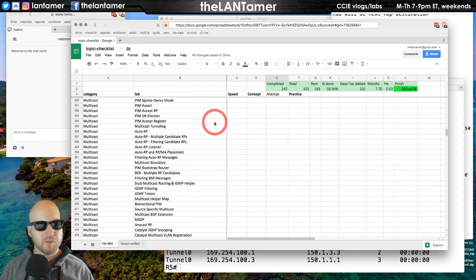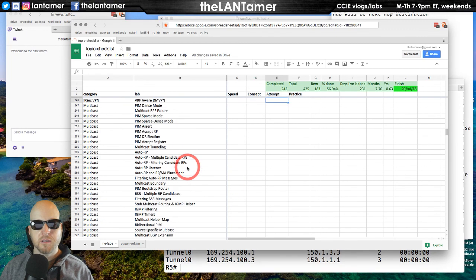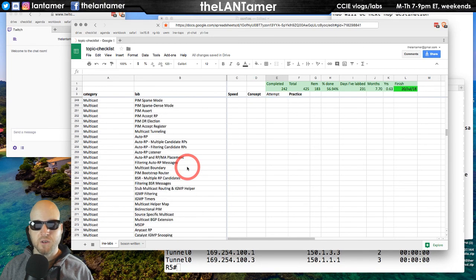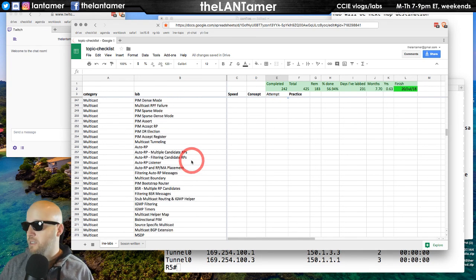How many labs is that? 247, 30 labs. So we're going to be in multicast for at least a month. Probably 3 times that, because I have no experience really with multicast, other than some of the multicast traffic we deal with in routing protocols, and some of the layer 2 multicast stuff. But wow, okay. Well, that is our next challenge.